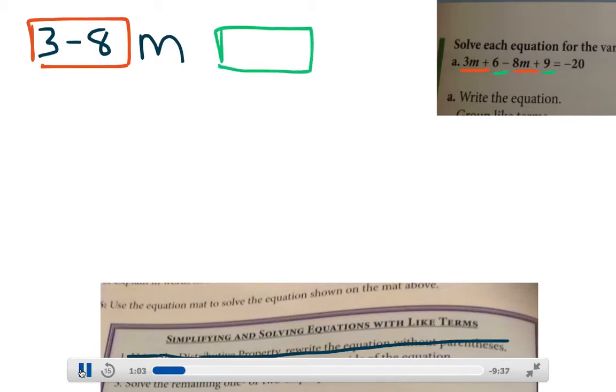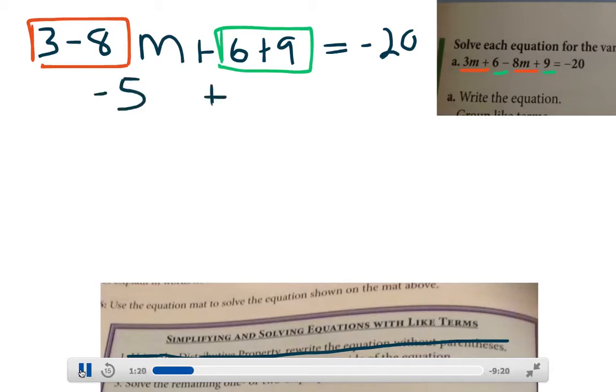Next, I'm going to combine like terms. Before we can solve this mystery, we need to combine the 3m with negative 8m. So we'll do that first, and we'll also combine the constants. 6 combines with 9. Then that will turn it into a two-step equation, and we'll just backtrack. So 3 minus 8 is negative 5, so that simplifies to negative 5m.